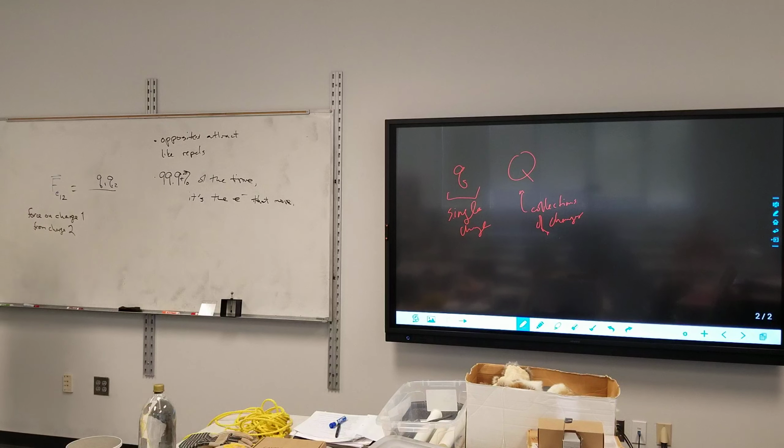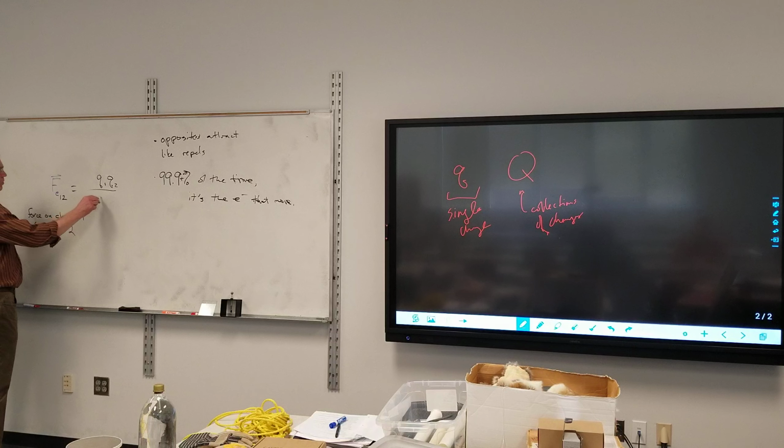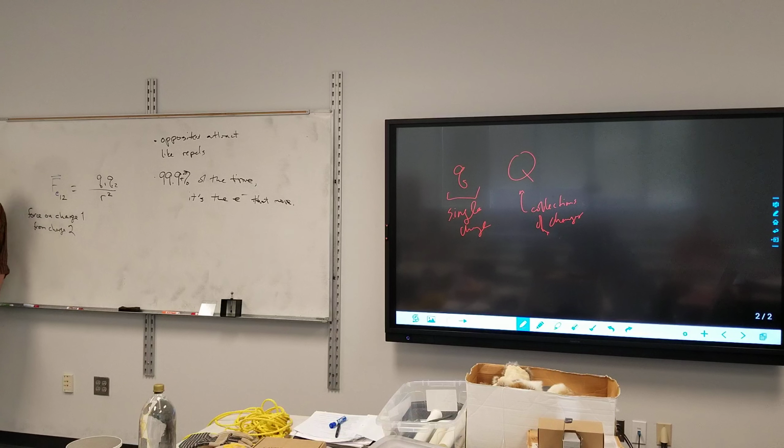So as R gets smaller, the force gets bigger, so that would go in the denominator, and it's squared. And the experiment that we'll do on Wednesday of this week, you'll be checking to see, is that really 2? And the last thing for the magnitude is a factor up front.